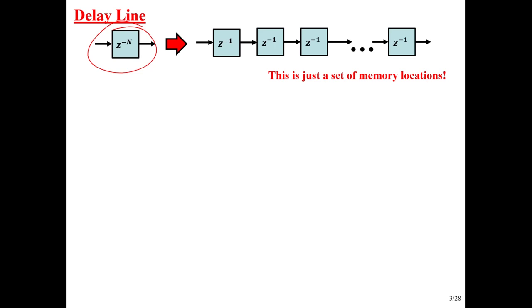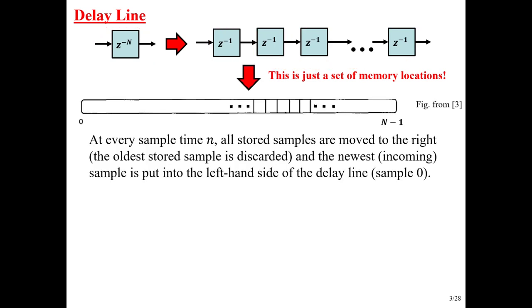But what we want to do is have access to the intermediate results within that n sample delay. So we expand it out into a sequence of n unit delays. And this is really nothing more than just a set of memory locations. We can store a sample there, store a sample there, store a sample there, all the way out to store a sample here. So this would have been the earliest sample that came in, all the way up to the most recent sample that came in. So when you see these Z inverses, think of a sequence of memory locations. And in fact, we will do just that.